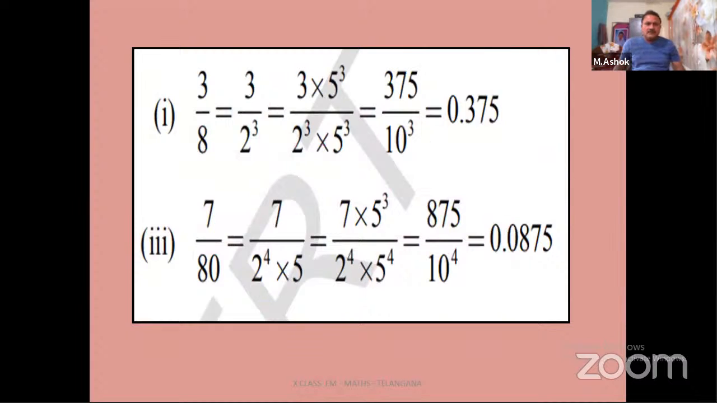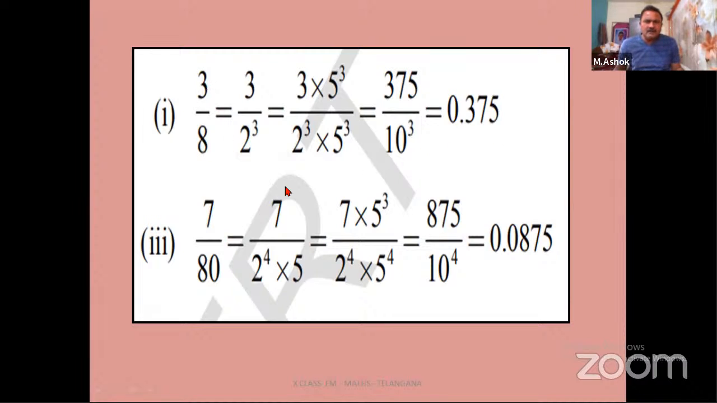Now comes the next topic. In the previous example, the decimal form 0.375 was given and we modified it into fraction form. Now it is reverse. Look at here, 3 by 8. Now we are going to write the decimal form of the given rational number. If anybody asked us to write the decimal form, simply what will we do? We divide 3 by 8.